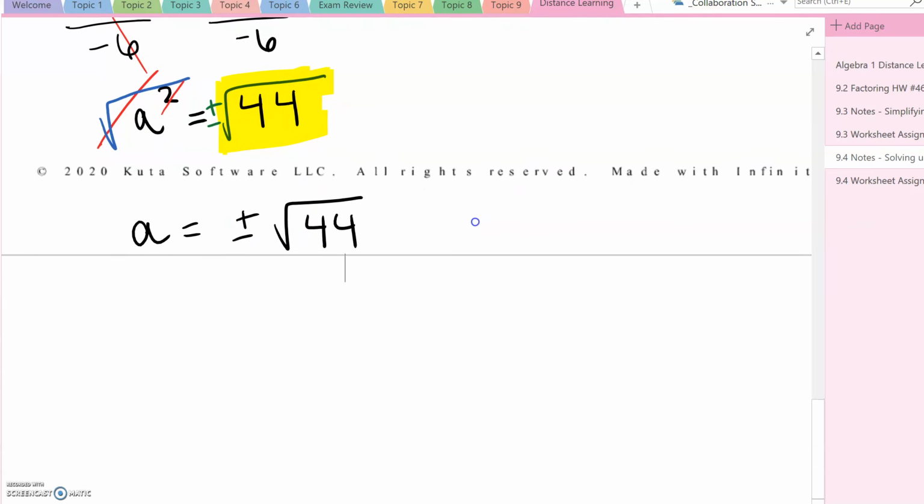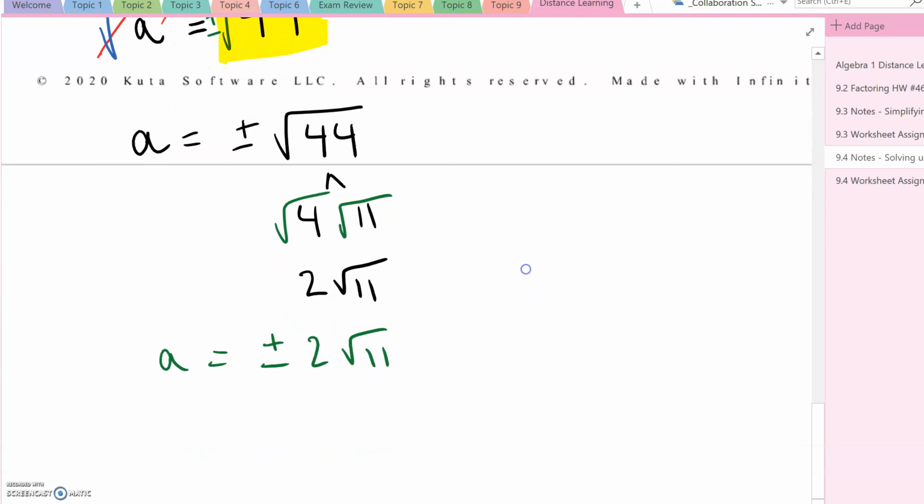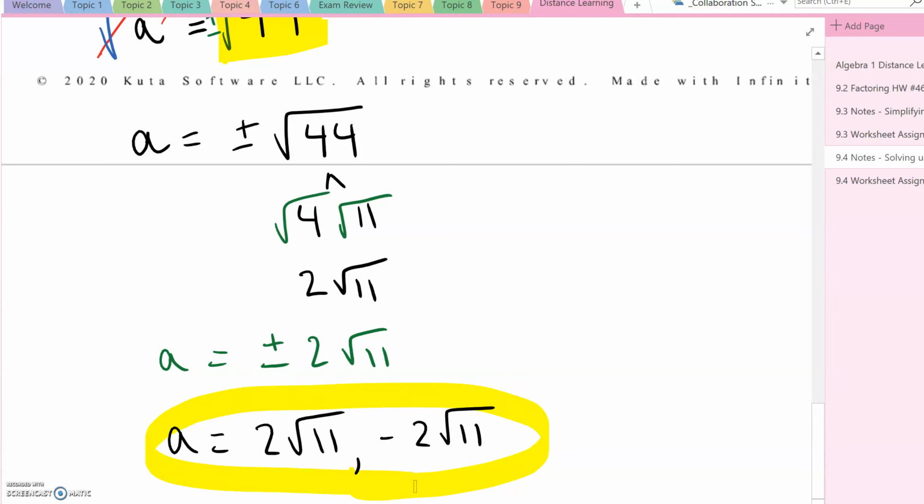But wait. Can we simplify? Think of 44. Are there any perfect squares in 44? Yes, there are. 4 times 11 is 44. And what's the square root of 4? 2. So we end up with 2 square root of 11. So a is equal to plus or minus 2 square root of 11. If you don't like how I'm writing that, you can write it as a equals 2 square root of 11 and negative 2 square root of 11. Woohoo! On to the last problem.